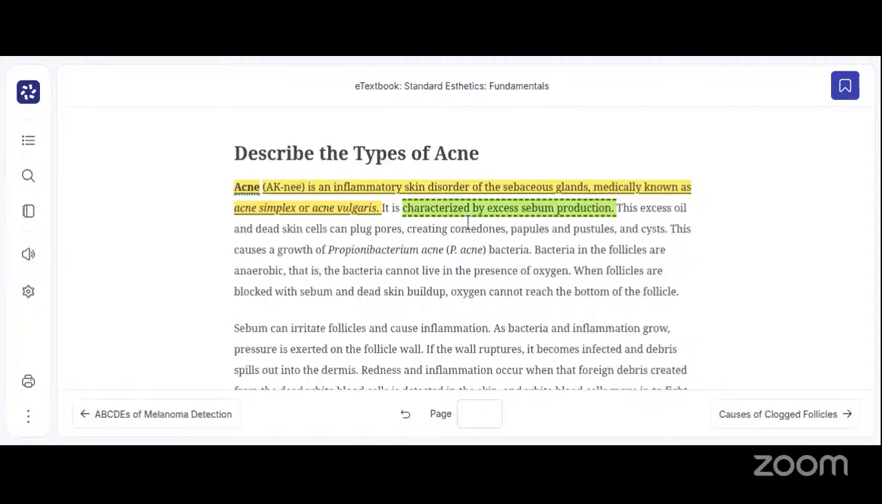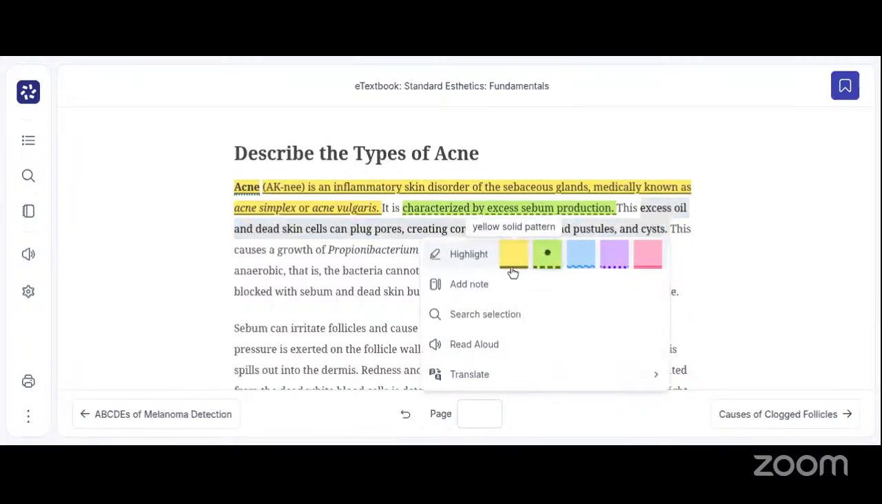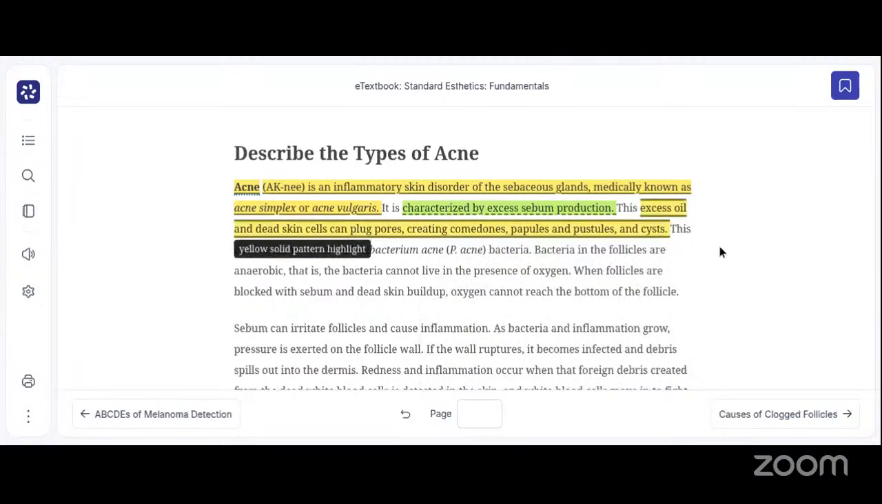So you can say, if you don't learn anything else today, I learned that acne is an inflammatory skin disorder of the oil glands, and the oil glands produce too much sebum. They produce too much oil. Okay. It says the excess oil and dead skin cells can plug pores. Here we go, back on yellow. The excess oil, all that extra stuff, and dead skin cells.